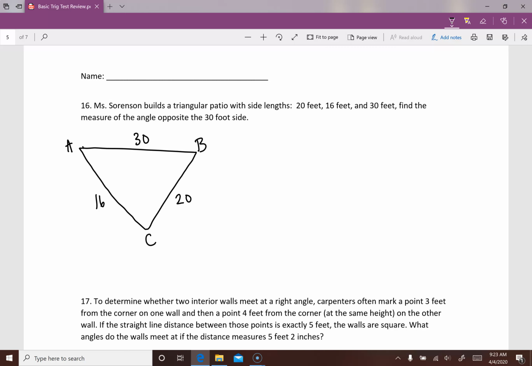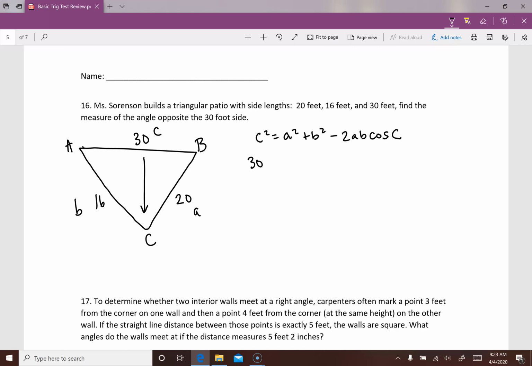So it looks like I'm looking for the measure of the angle opposite the 30-foot side, so I'm looking for angle C. If you labeled your triangle differently, you might be looking for something different. So I'm going to make sure I label all my sides. This will be B, this will be C, and this will be A. So we've got C squared equals A squared plus B squared minus 2AB cosine C.